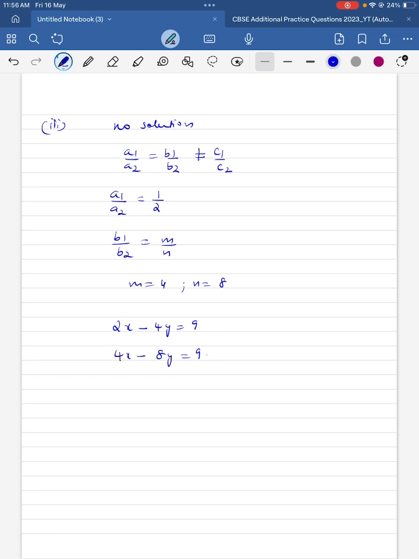You can see that the value of a1 by a2 here is 1 by 2 and the value of b1 by b2 also becomes equal to 1 by 2, but c1 by c2 is 1. So this pair of linear equations now has no solution because the value of a1 by a2 is equal to b1 by b2 but not equal to c1 by c2. I hope the question is clear.